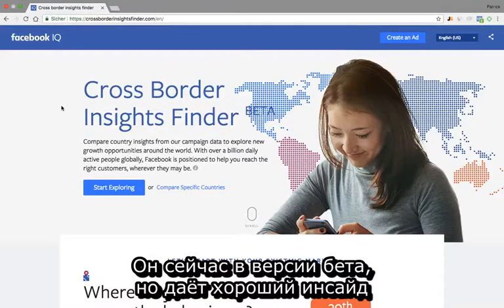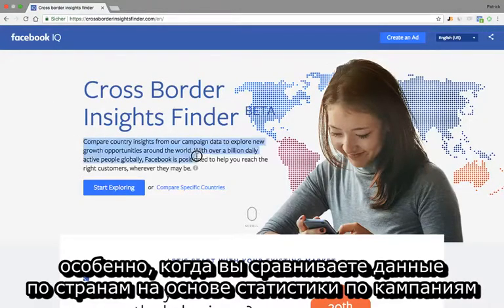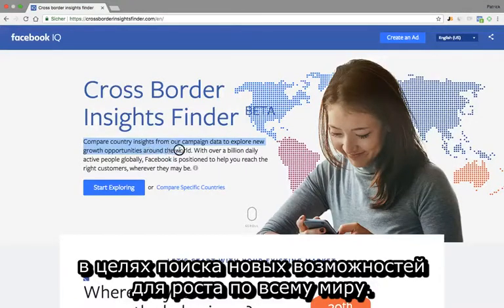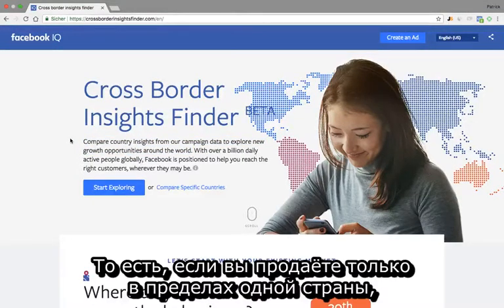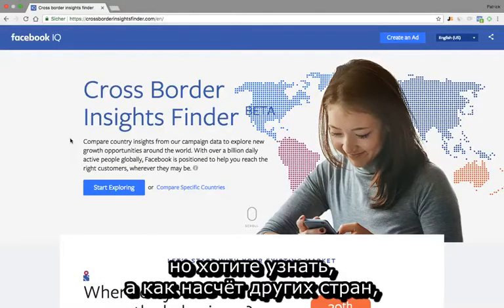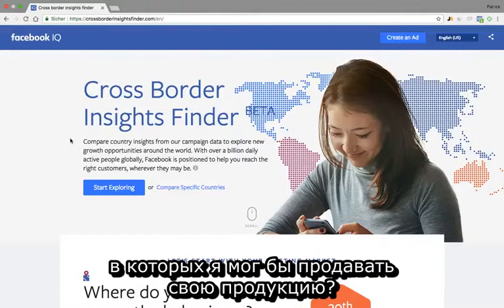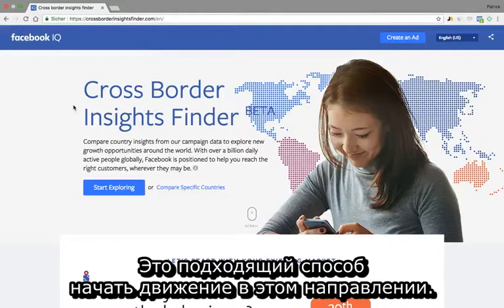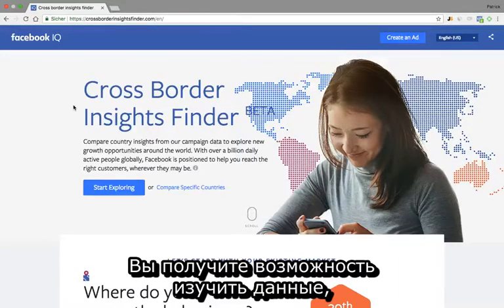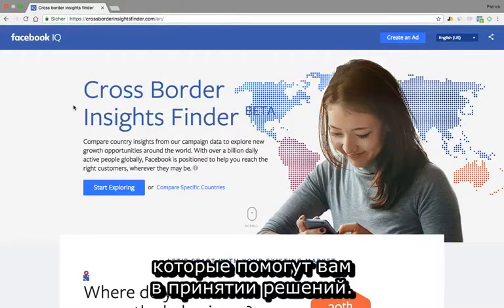It's still in beta version, but it really gives you very good insights, especially when you compare country insights from their campaign data to explore new growth opportunities around the world. So basically, if you only sell in one country, for example Spain, and you want to know what other countries you should sell your products to, this is exactly the right place to go, and it will really help by showing you some data which helps you make your decisions.